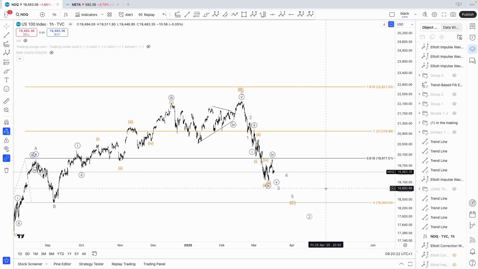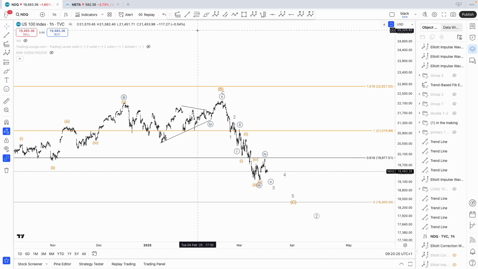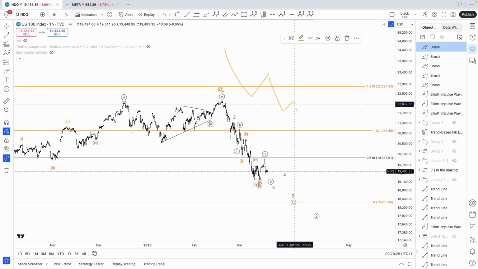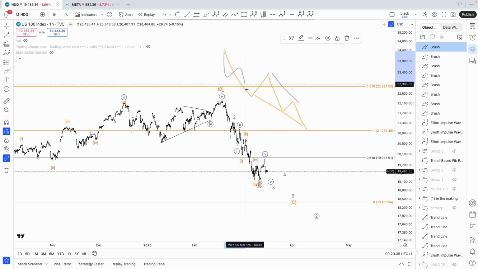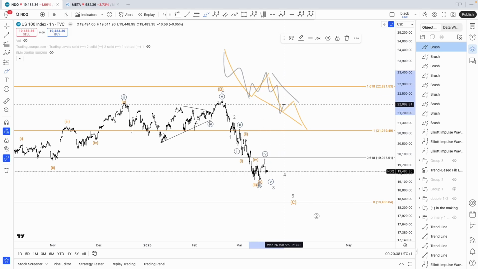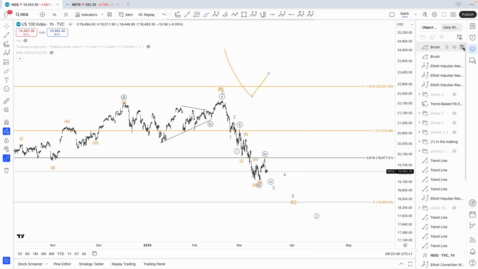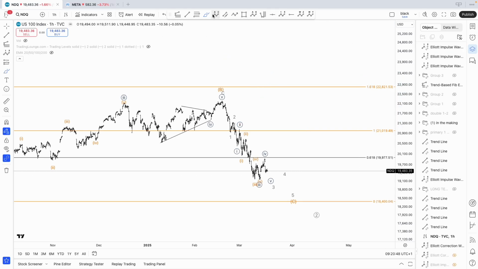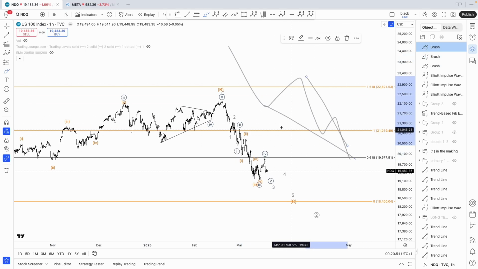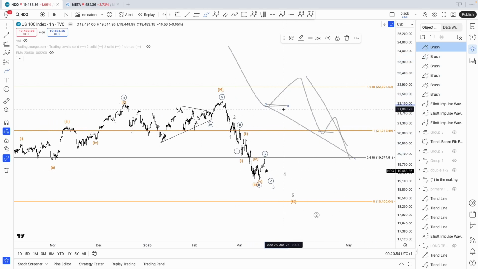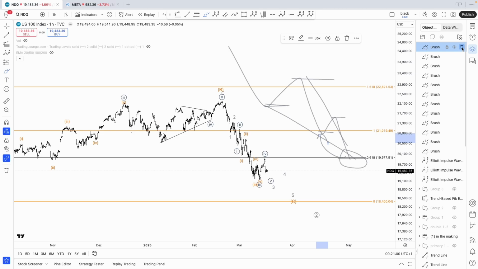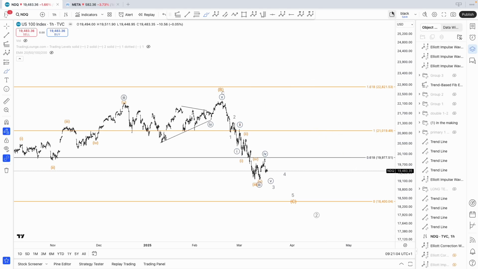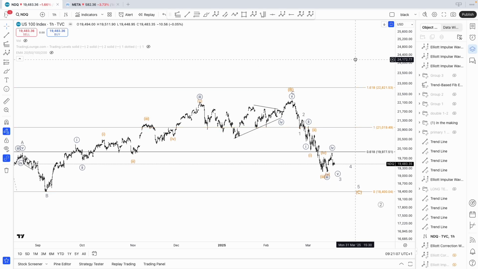Now, as I said, it could turn out to be an anti-diagonal. For reference, just to remind you, in an anti-diagonal, 1, 2, 3, 4, 5, every subwave is a 3-wave move: 3, 3, 3, 3, 3. ABC, ABC, ABC, ABC. That is the substructure for an anti-diagonal. And every wave must be shorter than the one before. What does it mean? 3 shorter than 1, 4 shorter than 2, 5 shorter than 3 for a contracting one. For an expanding one, it's the opposite. Every wave must be longer than the one before.